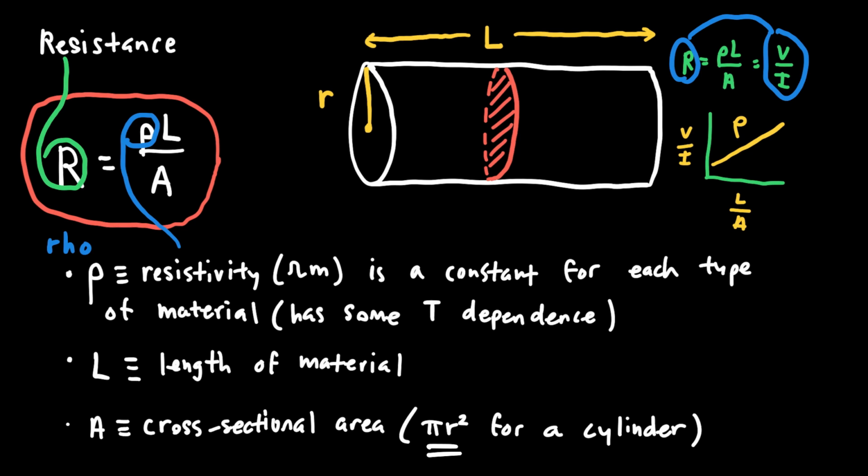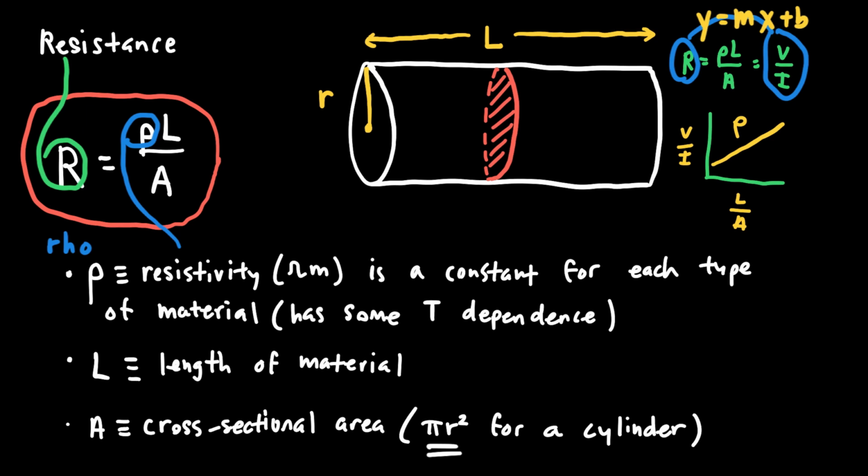That is because the equation of a line is y equals mx plus b. Now in this equation there's no plus anything, but what I'm plotting on the y-axis is the resistance, or the voltage divided by the current, and what I'm plotting on the x-axis is the length divided by the area, so the slope of that line is very much the resistivity of the material.